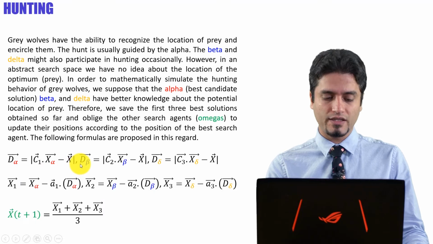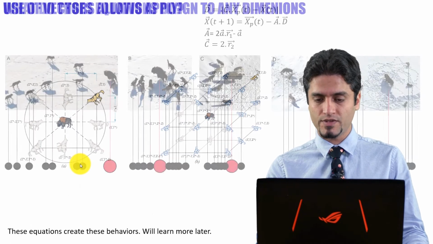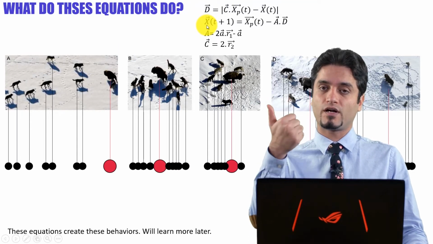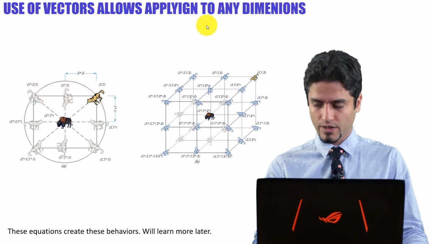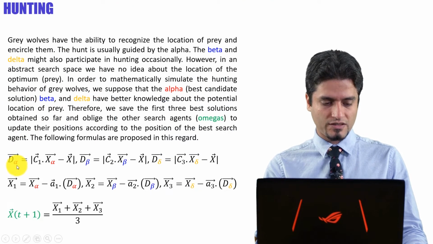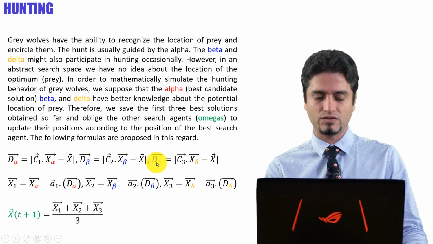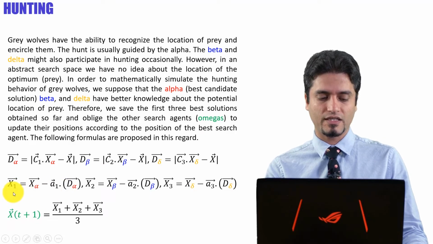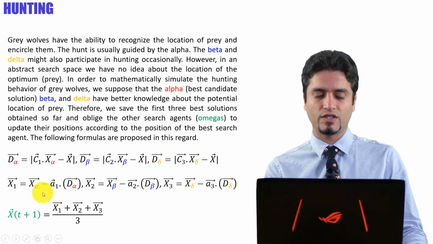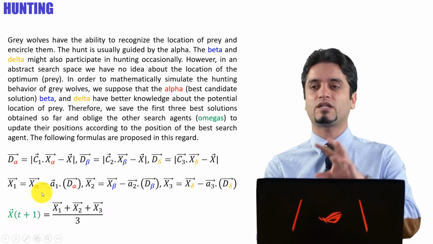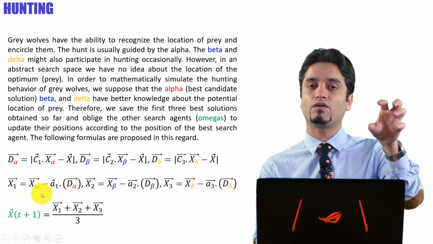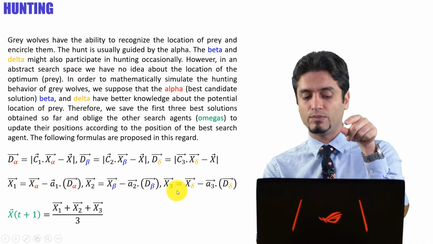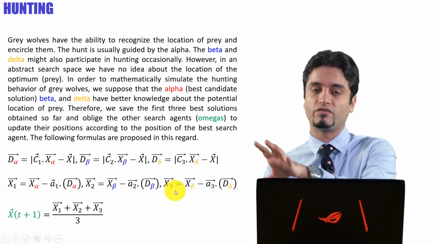So I use the same equation, as you can see here. I've got the same equation, but then I calculated it 3 times for alpha, beta, and delta. There we go. I've got the distance to alpha, the distance to beta, the distance to delta with some factors like C and things like that. Then I get the first position, the position that I'm supposed to be if I only follow the alpha, the position if I only follow the beta, and the position if I only follow delta.